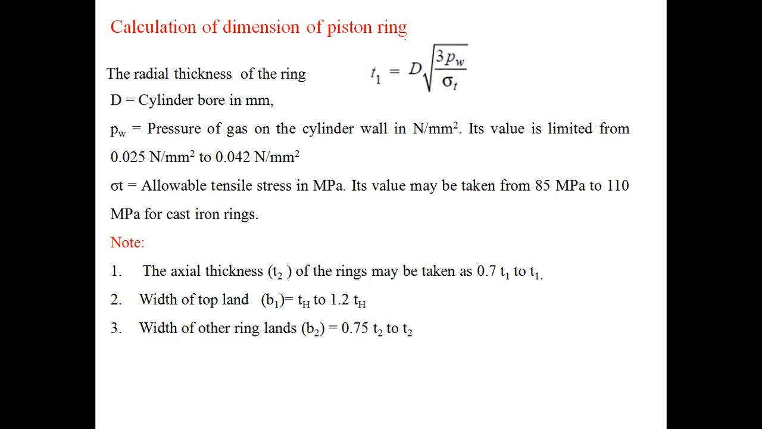Once T1 is calculated, on the basis of that you can also calculate the axial thickness by using the relation T2 is equal to 0.7 T1 to T1, and the width of the top land can be calculated as B1 is equal to TH to 1.2 TH. We have already calculated the TH. What is the TH? TH is the thickness of the cylinder head, and the width of the other ring can be calculated as 0.72 T2 to T2.